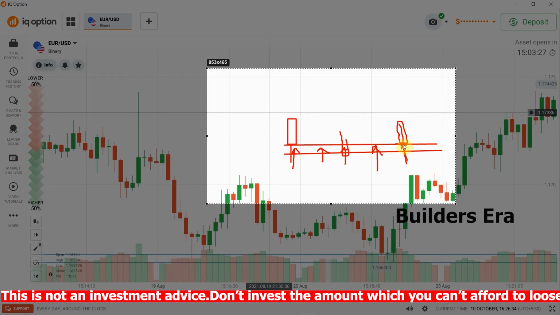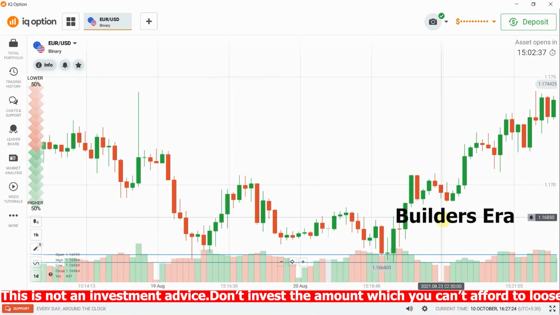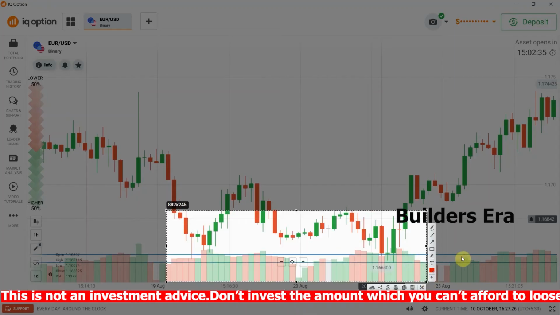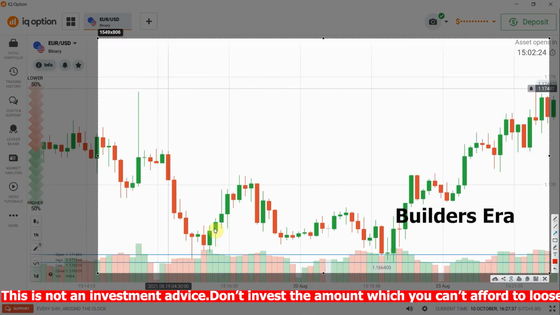And it has a long tail. That candle must have a long tail. This is called rejection. Buyer's rejection. This is a buyer's rejection. And see that the market seems to be reversing. You can go for a long.